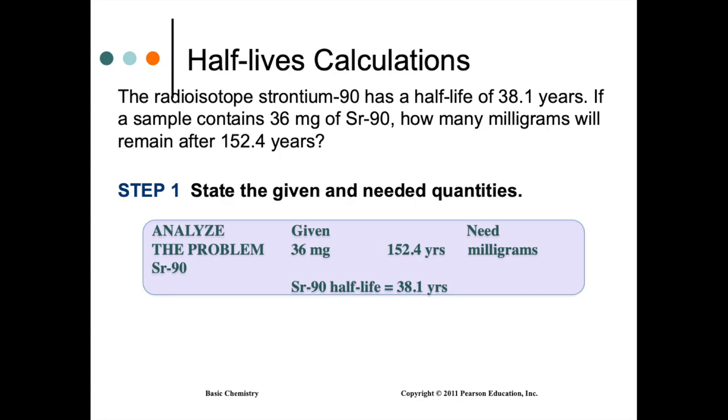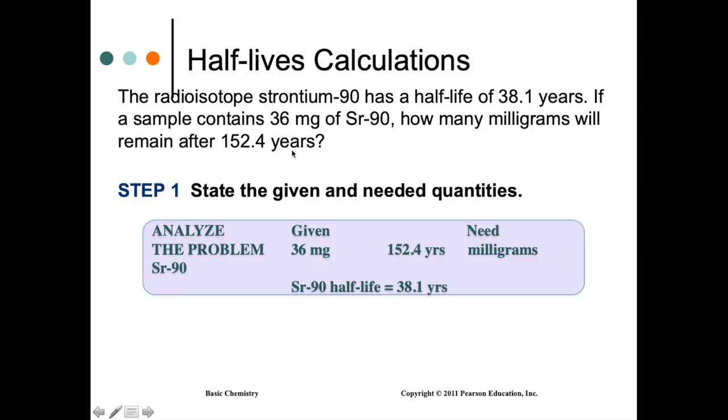So let's look at this problem here. They tell us that a radioactive isotope has a half-life of 38.1 years. This is what I mean about them telling you the length of a half-life, and that comes in handy when you're trying to figure out either amounts of time or numbers of half-lives. They tell you the sample contains 38 milligrams of this same isotope, and they ask how many milligrams will remain after 152.4 years.